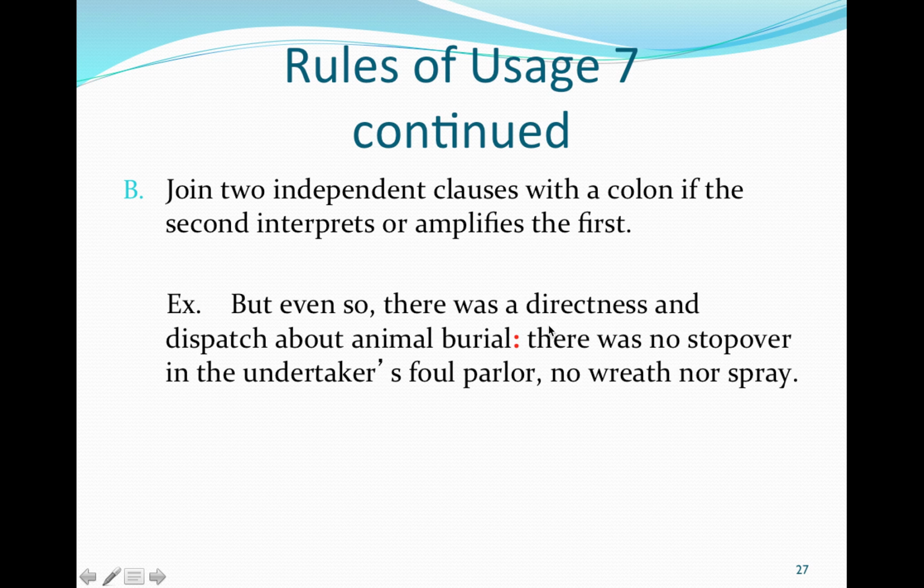Therefore, it is permissible to connect these two, and they should be connected in this sense, because this one is the interpretation in the amplified version of what is meant here. So when you have a sentence that is dependent on further interpretation, you need to connect the two sentences with a colon.